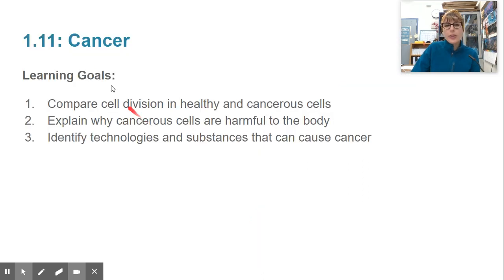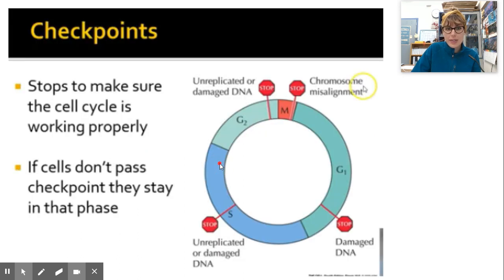So, what are our learning goals with this? We want to compare cell division in healthy and cancerous cells. We want to explain why cancerous cells are harmful to the body and talk about technologies and substances that can cause cancer. So, these checkpoints that I mentioned, what do they do?